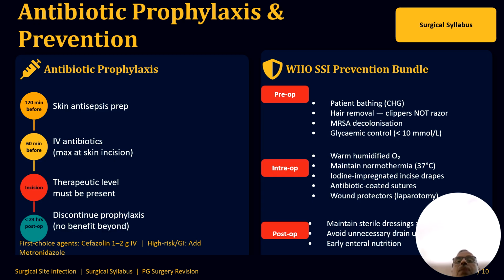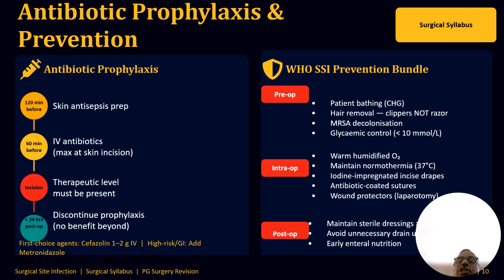The WHO has come up with an SSI prevention bundle, categorized into preoperative, intraoperative, and postoperative. For preoperative, in the SSI bundle, patient bathing is very important before surgery. The patient should take a warm antiseptic bath. For hair removal, clippers should be used and not razors, because razors can cause scratches and increase the chance of SSI. And preferably the clipping of hair should be done at the OT table.